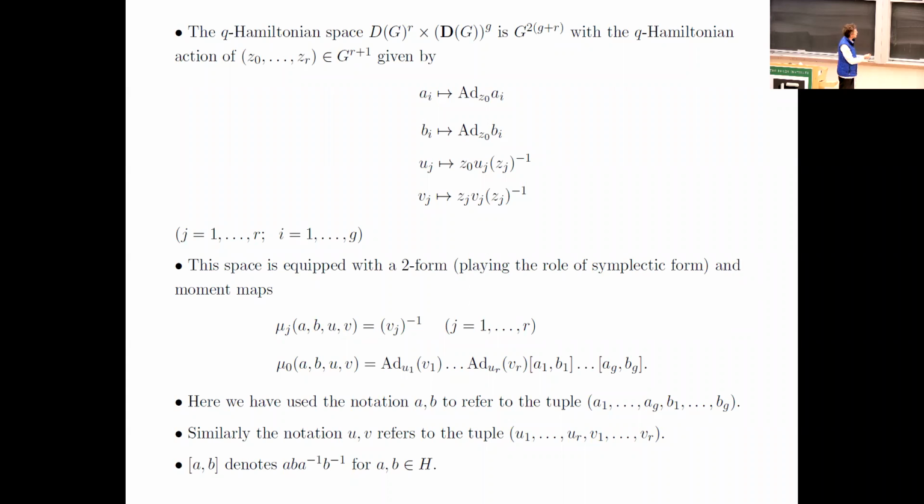Here we're using the notation A and B to refer to a 2G tuple of elements of the group. And U and V, similarly, this is a 2R tuple. And the commutator means A B A inverse B inverse. Sorry, that should be G, not H.